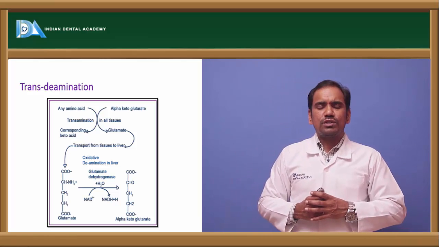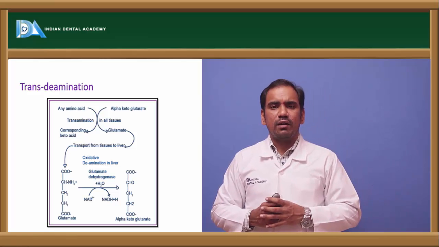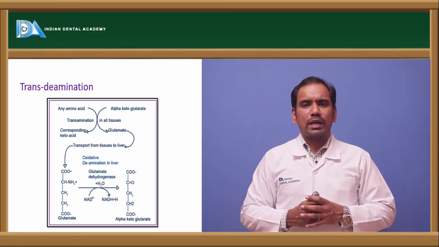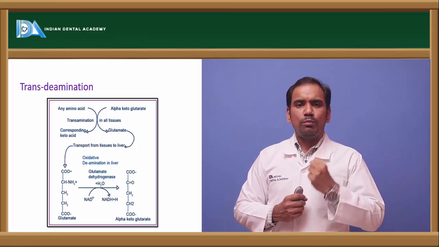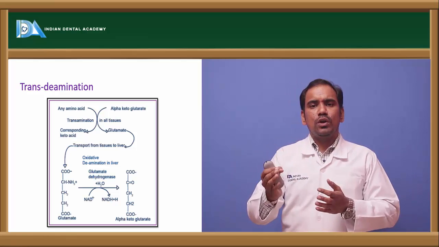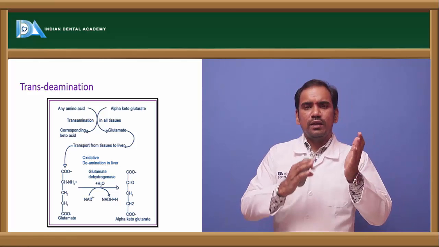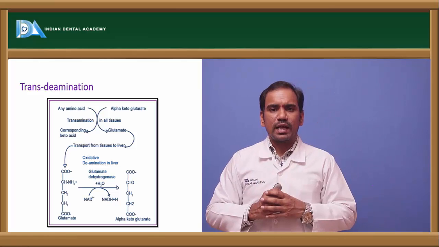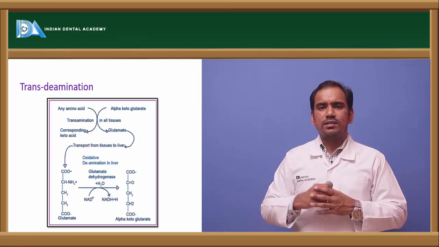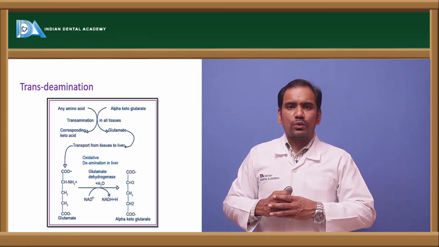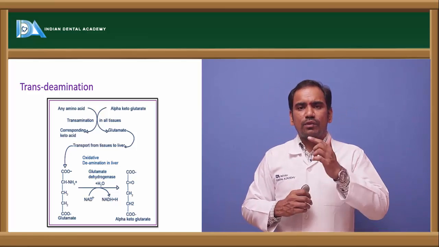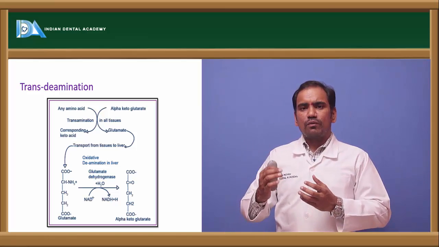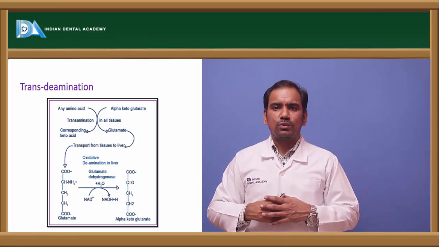Right. And most of the amino groups in the tissues are carried by glutamic acid. Alpha ketoglutarate accepts the amino group and it is converted into glutamic acid. Any amino acid that loses the amino group transfers it to alpha ketoglutarate, which results in the synthesis of glutamate. So glutamate is formed from alpha ketoglutarate when it receives the amino group. That glutamate from the peripheral tissues is transported to the liver.